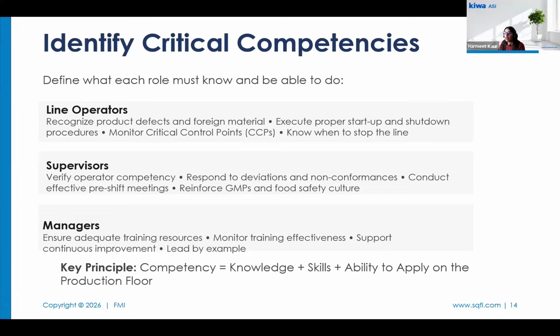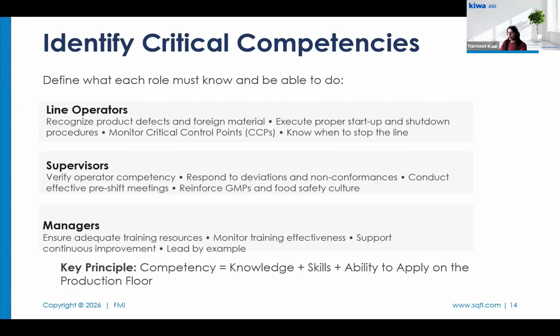So they need to conduct effective pre-shift meetings that actually reinforce food safety, not just go through the motions. And they need to reinforce GMPs and food safety culture every single day. So managers need to ensure adequate training resources are available. They monitor training effectiveness. Is it actually working? They support continuous improvement. And most importantly, they lead by example. If a manager doesn't follow the GMP, why would anyone else?